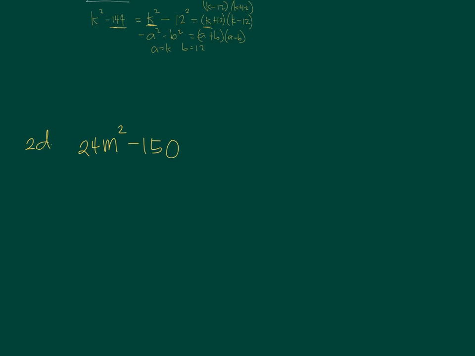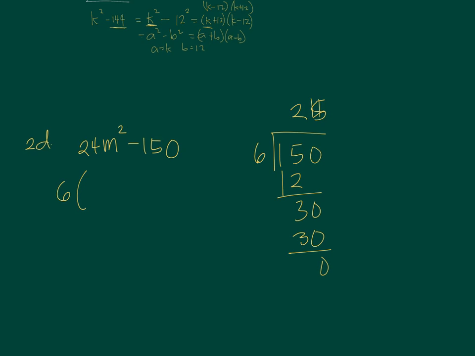But we have to check, is that the highest number that can divide 24 and 150? So we could try, like, I know 24 can be divided by 6. So let's see if 150 is also divisible by 6. 2 times 6 is 12, this is 3, and then 5 times 6 is equal to 30. So 150 is the same as 6 times 25. So for now, we could see that 6 is the highest common factor.